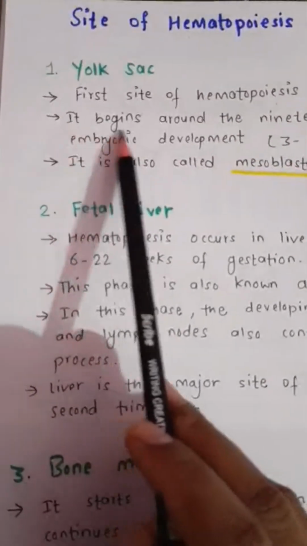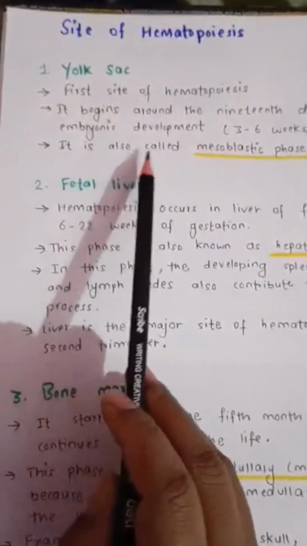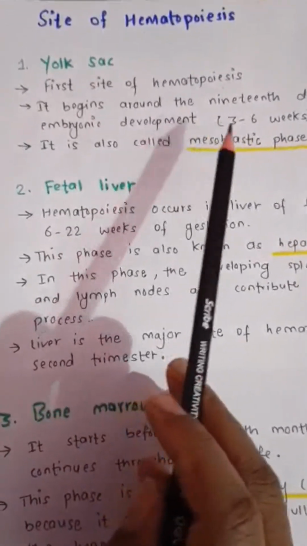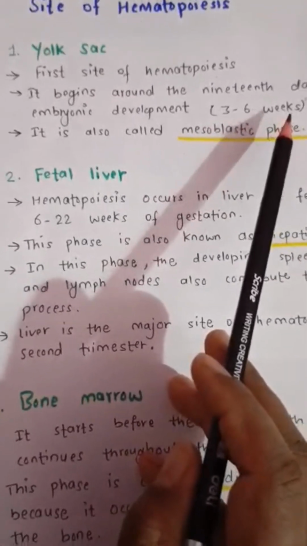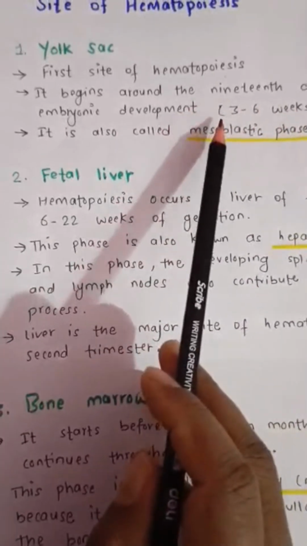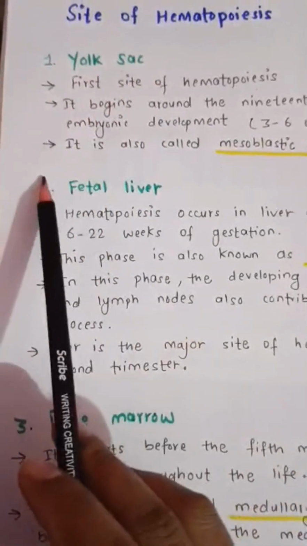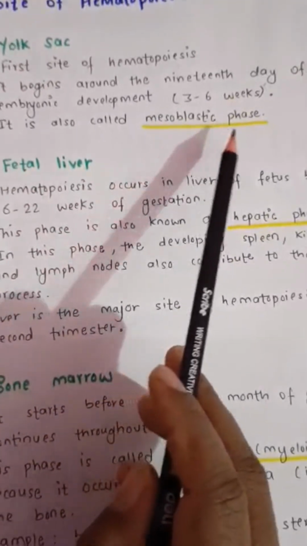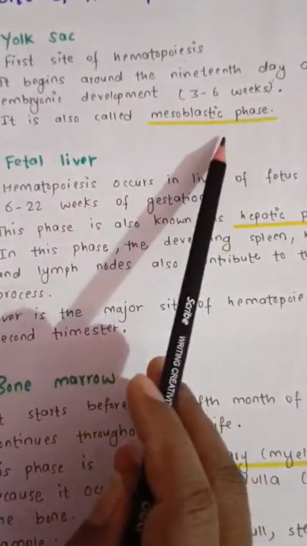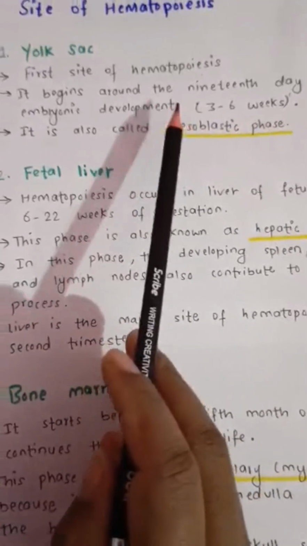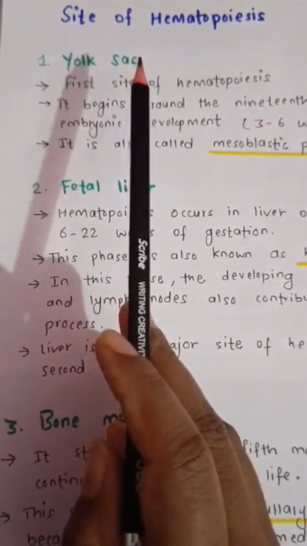It begins around the 19th day of embryonic development, meaning around 3 to 6 weeks. After fertilization, from 3 to 6 weeks, hematopoiesis starts from the yolk sac, and this phase is also known as the mesoblastic phase. So, if somebody is talking about the mesoblastic phase, we can simply be clear that the yolk sac is the site where hematopoiesis is taking place.